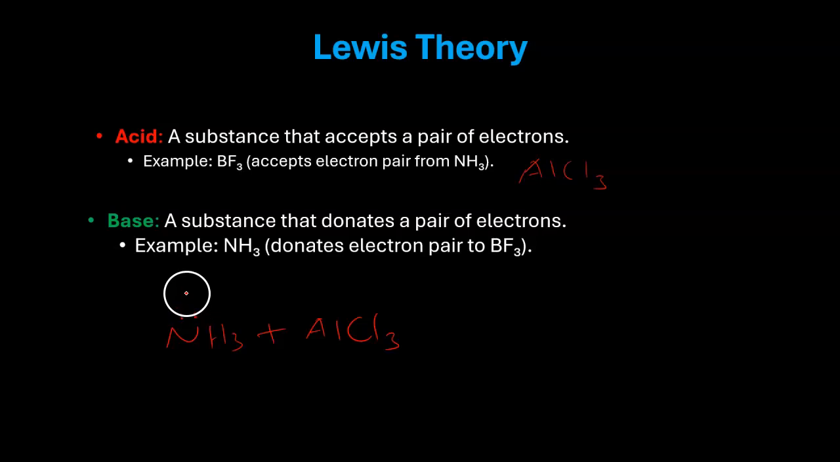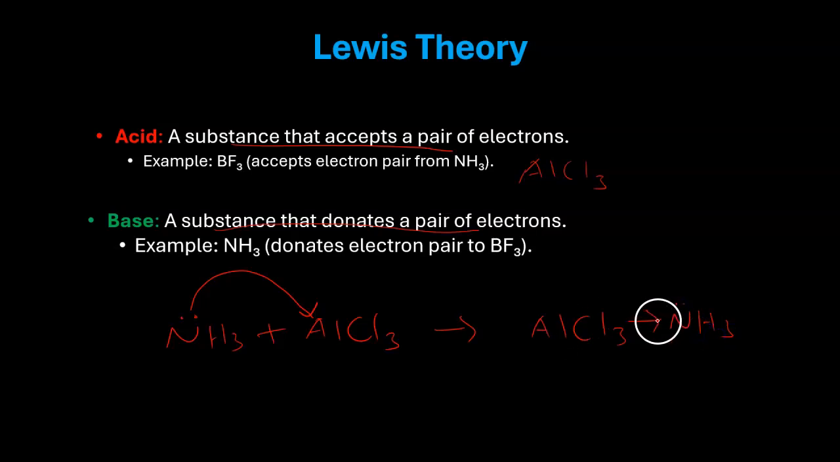And you can understand by this example that the substance that donates a pair of electrons will donate the electron pair, and the substance that accepts the electron pair, so AlCl3, is accepting the electron pair, and nitrogen has a lone pair, so it will donate the electron pair towards the aluminum trichloride. And we get a complex of AlCl3 and this NH3. So this is the reaction. One is donating the electron pair and the second one is accepting the electron pair.